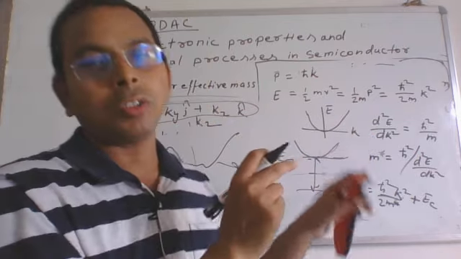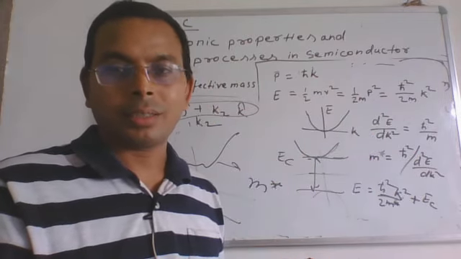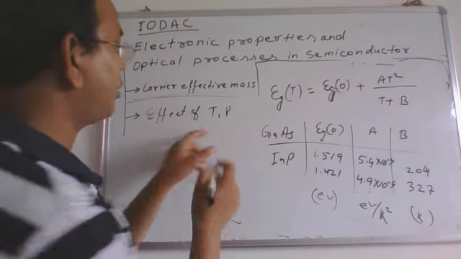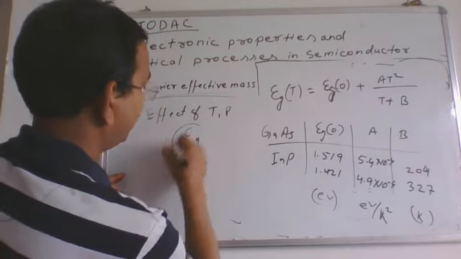So this is the beauty of effective mass. Hope you might have understood this. The second point is the effect of temperature and pressure on the band gap, Eg.